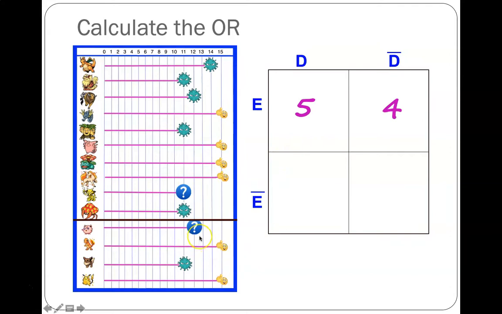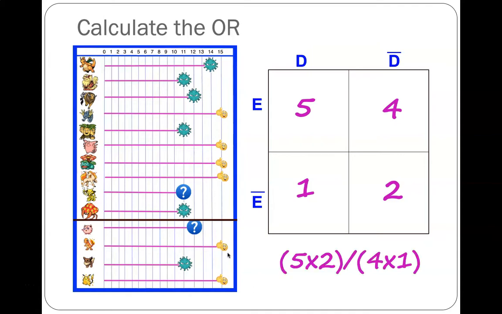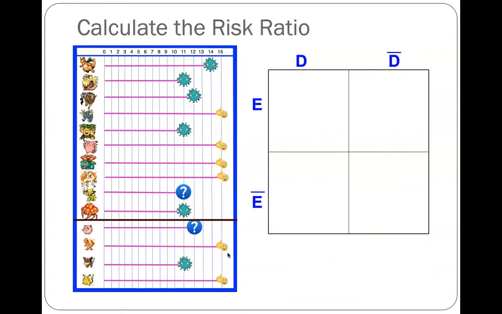Now among the unexposed, the younger ones, we've got 1 case, and then we've got 2 that we know about that are not diseased. So 1 and 2. And we can calculate the odds ratio by doing 5 times 2 divided by 4 times 1. And that tells us it's 10 over 4. And 10 over 4 gives us a crude odds ratio of 2.5. Easy enough. That's all review.